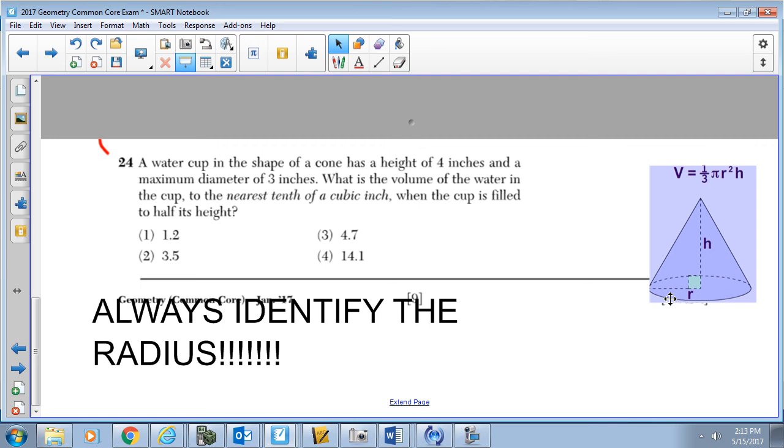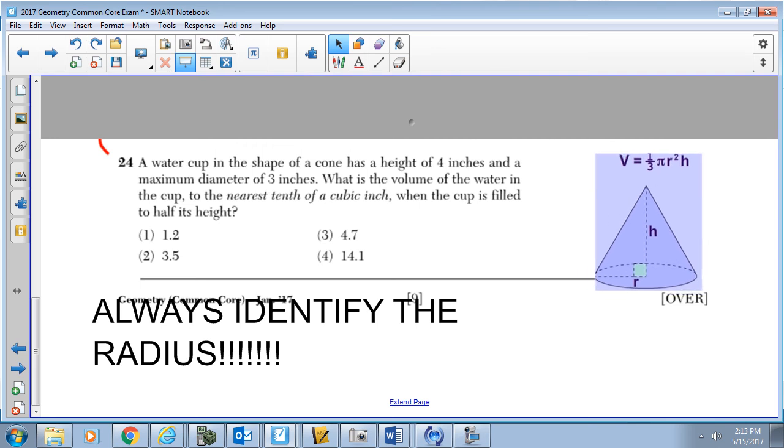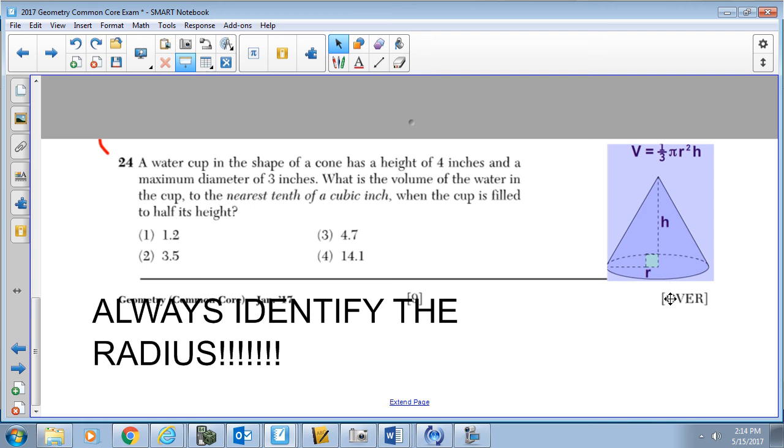All right. Couple things. First of all, we have a cone here. I want you to write the formula. Now, you do have the formula of a cone in the back of your exam. The more times you see it and write it and you get familiar with it, the easier it's going to be to use. So the volume is equal to 1/3 pi times r squared times h.